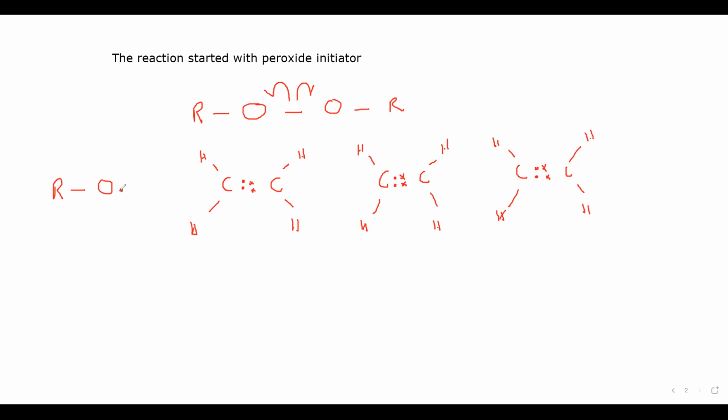Now what happens? This oxygen will try to form a bond with one of the carbons. The carbon will break the bond and use this electron to form a bond with oxygen. So what is the result? It will result in the formation of RO. Then there's a free electron for oxygen and there's one electron the carbon took from the bonding with the other carbon. So they will form a bond with each other.